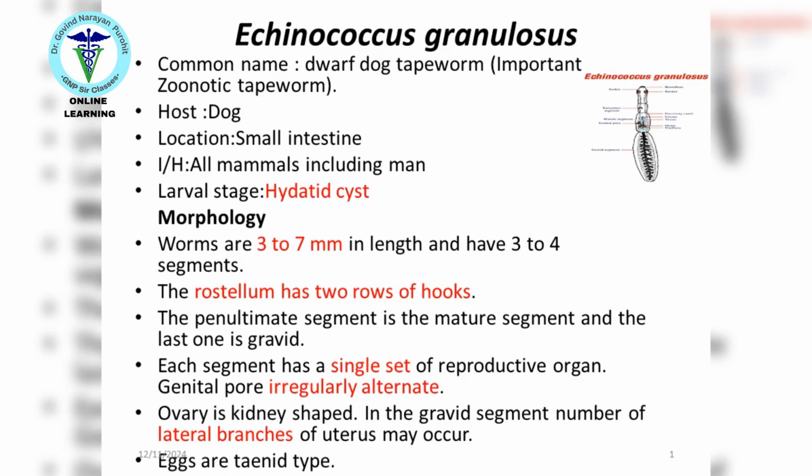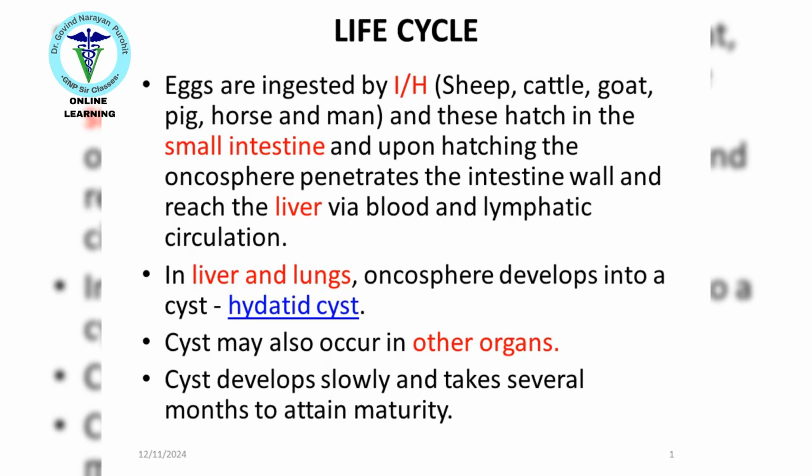Echinococcus granulosus, also known as the dwarf dog tapeworm, affects various mammals, including humans. The larval stage, known as the hydatid cyst, can cause significant health issues. The life cycle involves the ingestion of eggs by intermediate hosts, where they hatch and penetrate the intestinal wall, reaching the liver and lungs. The cysts develop slowly, taking several months to mature.